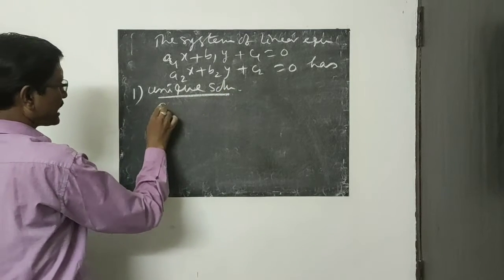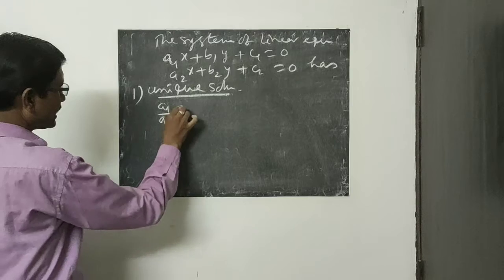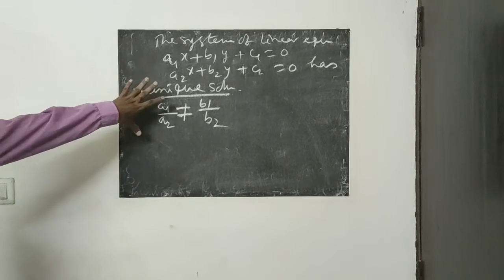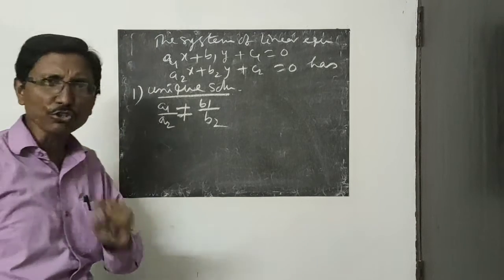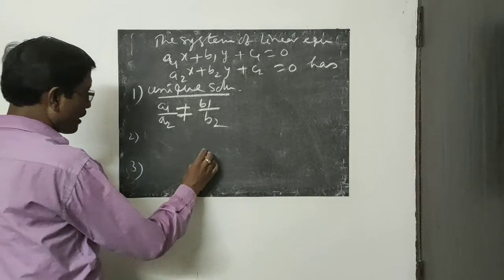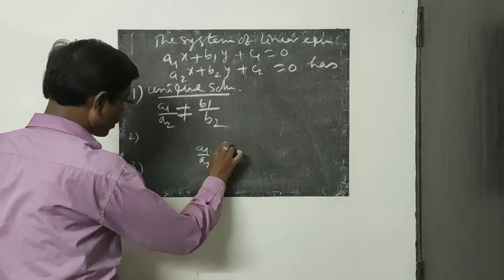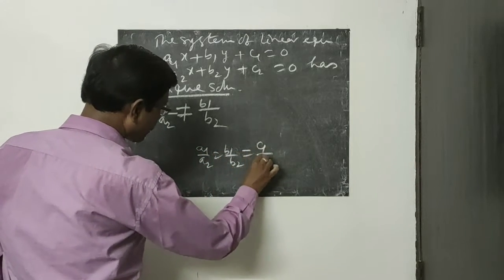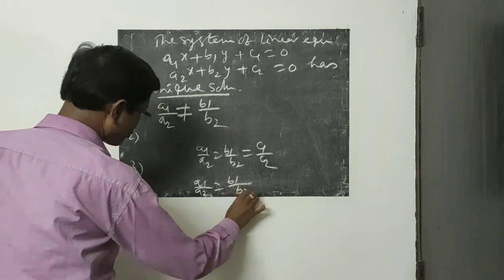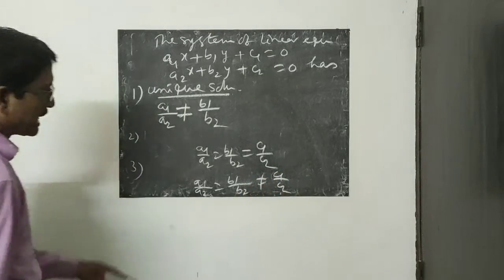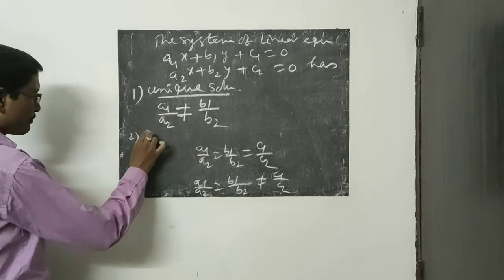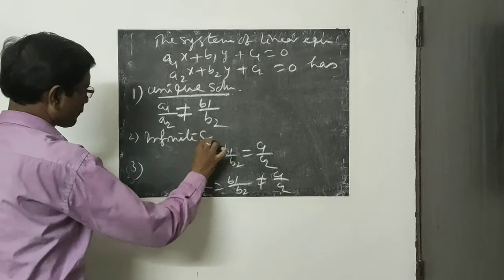For a unique solution, you will have only one solution. The condition is a1 by a2 is not equal to b1 by b2. First we have to check that. If they are not equal, you will get only one solution. But if they are equal, then you will have two cases. You may have a1 by a2 equal to b1 by b2 equal to c1 by c2, or you may have a1 by a2 equal to b1 by b2, but that is not equal to c1 by c2.